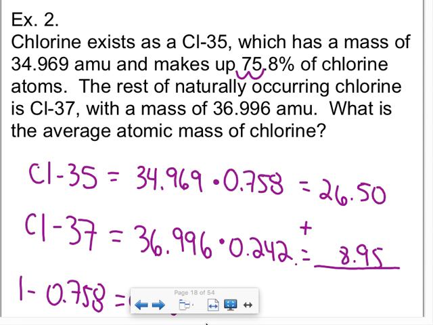Would there be a label on there? It's going to be AMUs. So if I add these two up, I get 35.45 AMUs. And if I look at the periodic table, it's 35.45. We did it right. Yay.